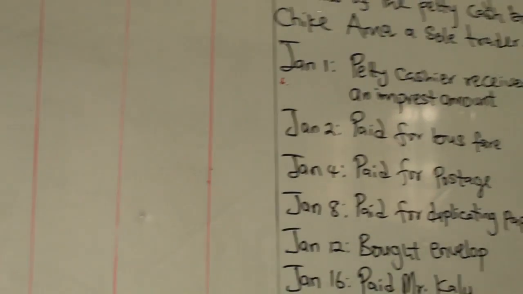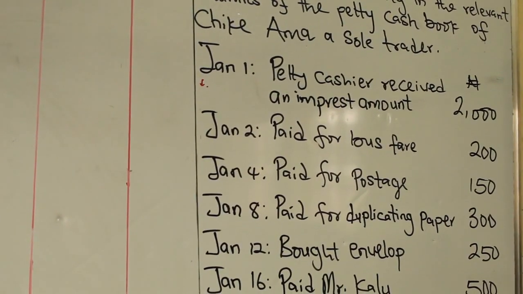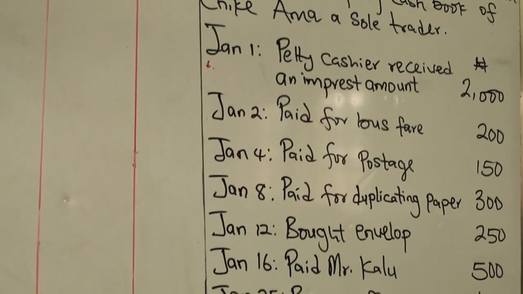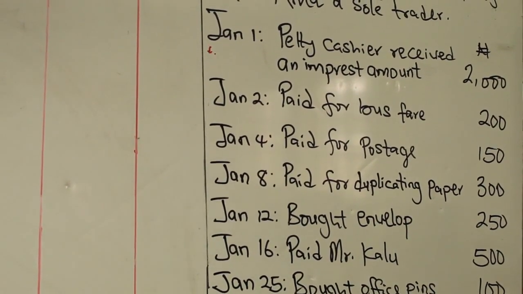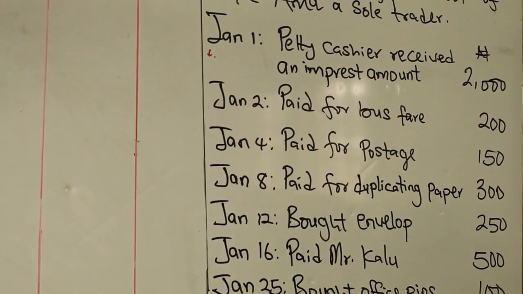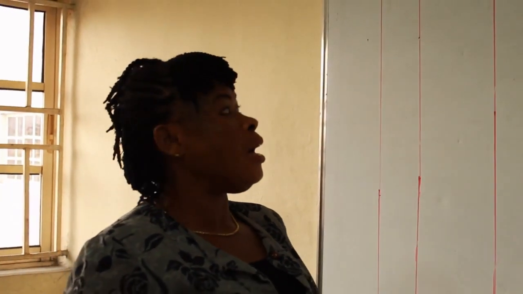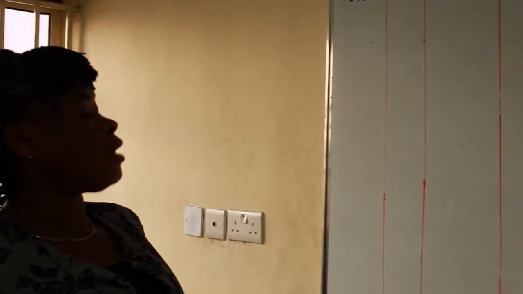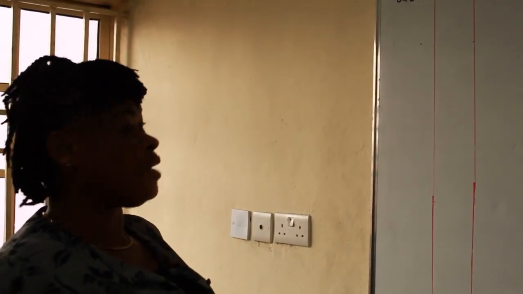On January 2nd, paid for bus fare. Please take notes. The person that paid money for bus fare is the petty cashier. He gave out money for bus fare, and then he will record it in this petty cash book, 200 naira.